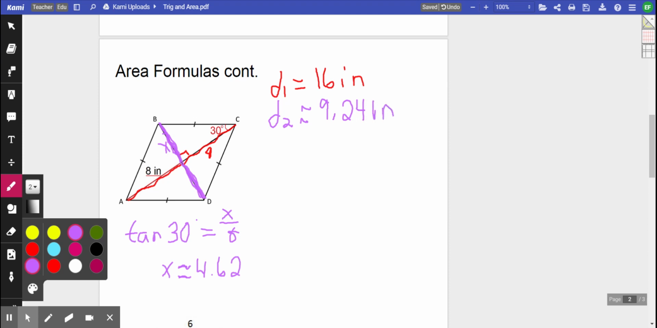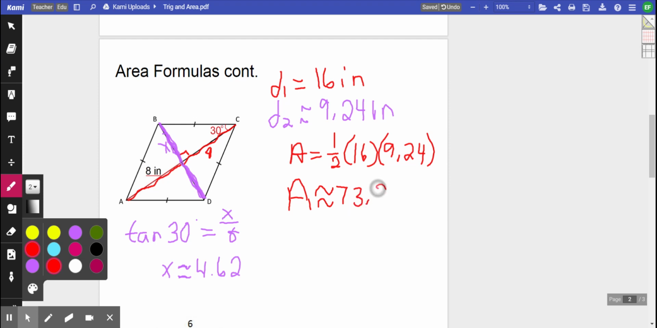So again, area formula. Area is going to be 1/2 of diagonal 1 times diagonal 2. Again, I'm keeping that exact same, that 9.24. I'm not getting any sort of a rounding error. I'm keeping that exact decimal that I had in my calculator. I'm going to multiply that by 16. I'm going to multiply that by 1/2. And there I'm going to get that my area is approximately 73.9, it looks like. 73.9 inches squared.